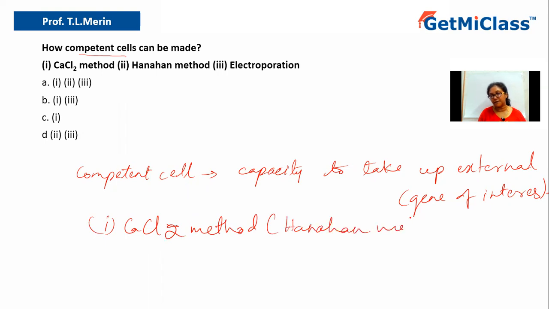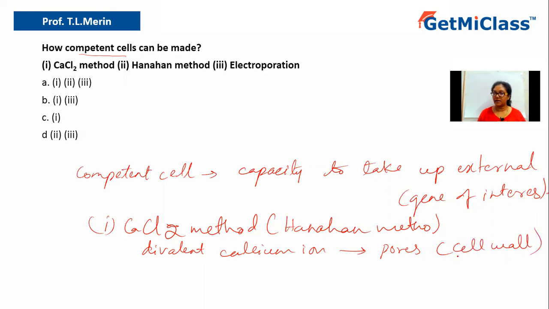Now, what does it do? Here, the divalent calcium ions chemically create pores in the cell wall of the bacteria. And here, what will happen? The pores will allow the entry of the DNA. So hence, it becomes competent.